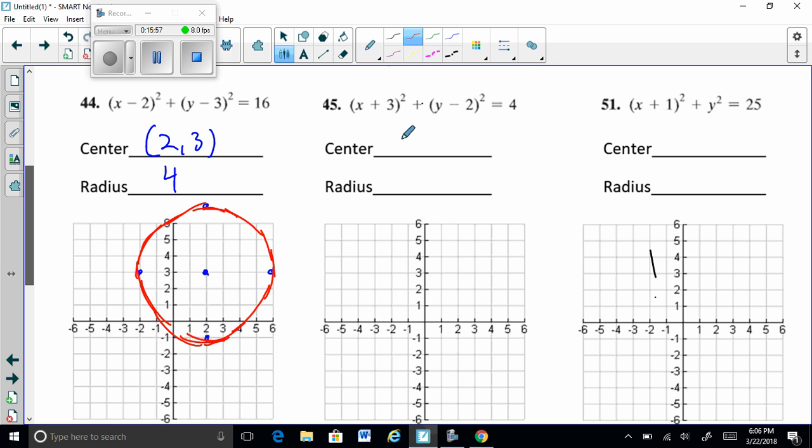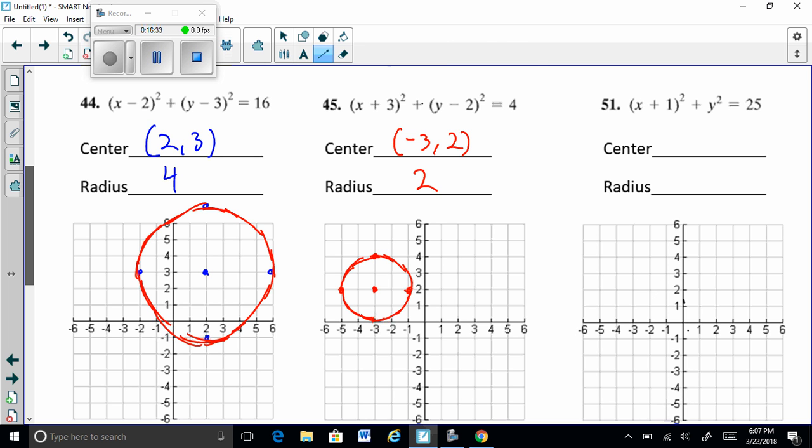So our center on this one is actually going to be -3, 2, okay? Radius is 2, square root of 4 is 2. All right, and so let's see, our center is at -3, up 2. Then we go 2 up, 2 to the right, 2 down, 2 to the left, and there we go. Not too bad. The smaller they are, the easier they are to draw.